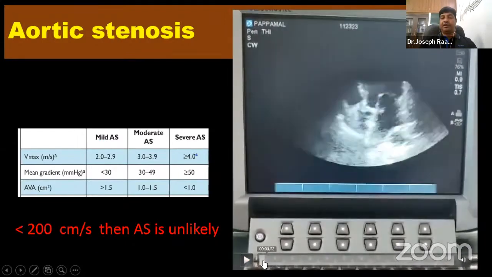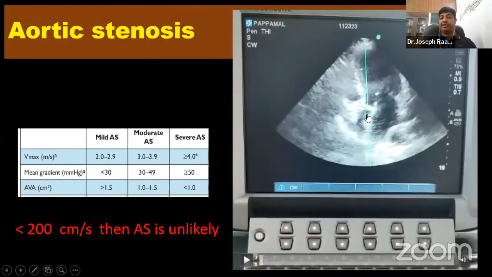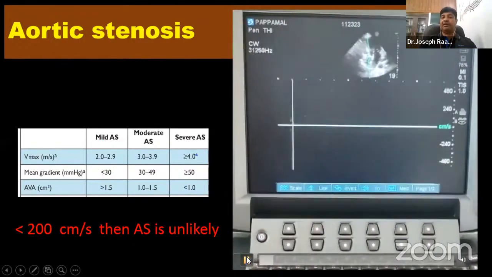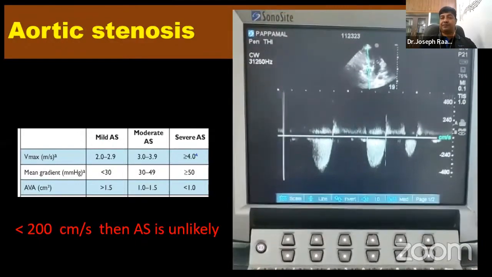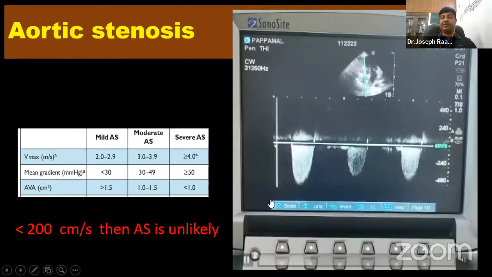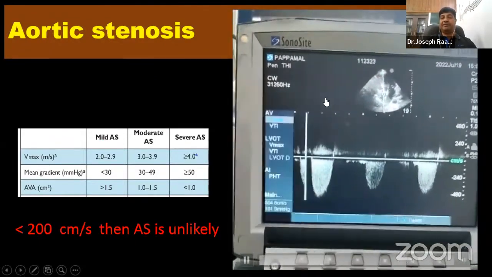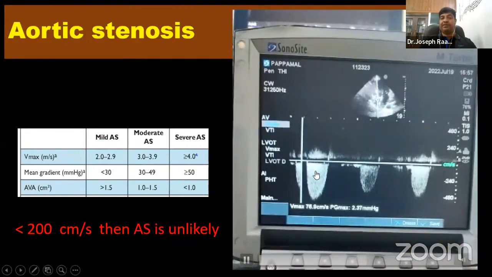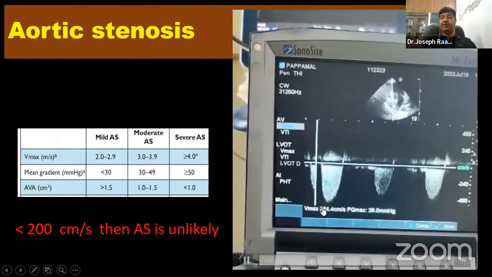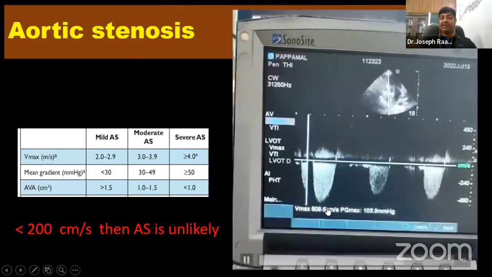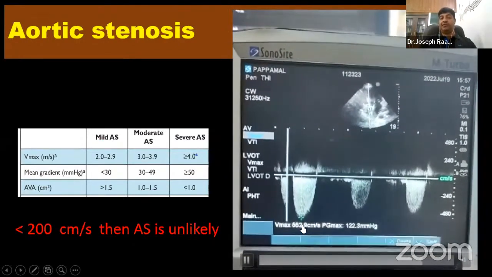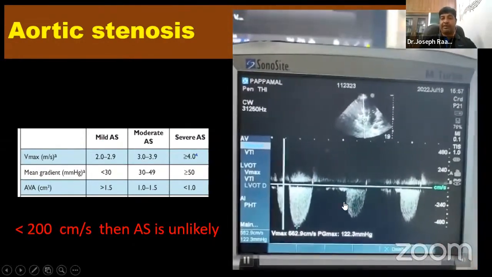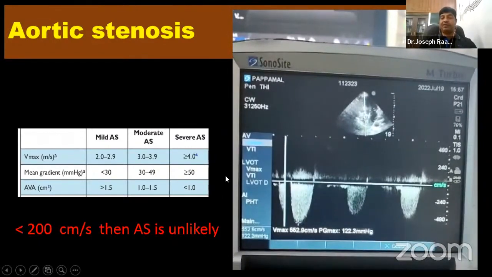You get a good A5 chamber view, then there's a continuous Doppler kept at the aortic valve. Then you activate that, and you get a wave like this. Once you get a nice jet, freeze that and go to the calculation. Aortic valve, then you measure the maximal velocity. In this particular patient, the maximal velocity comes to somewhere around 558, which is much higher than 250. That means this patient has a very severe aortic stenosis.